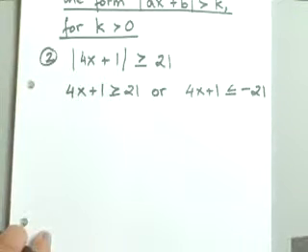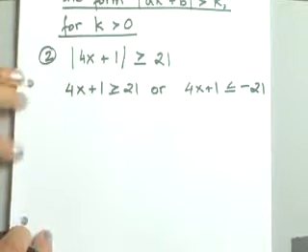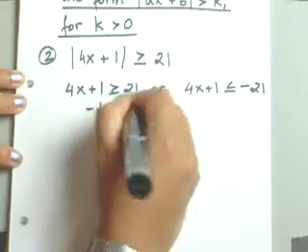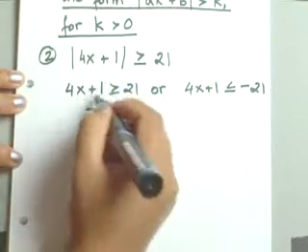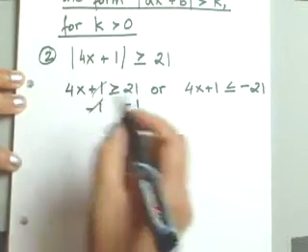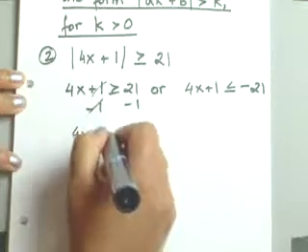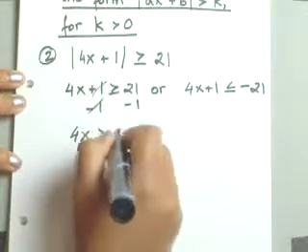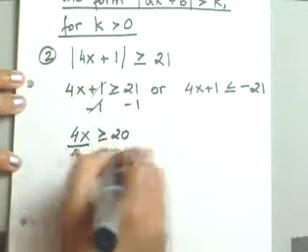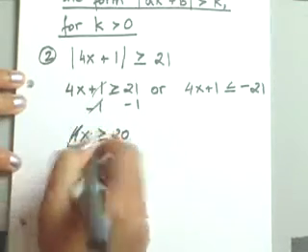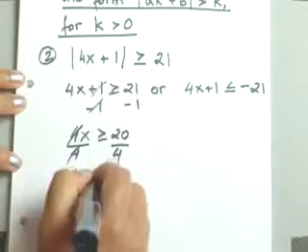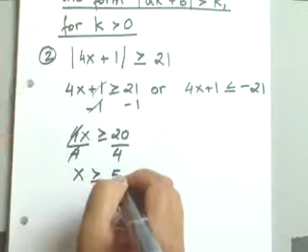So again, we'll go ahead and solve each one of these inequalities, and let's see what solutions we come up with. So we move our 1 over to the other side. That gives you 4x greater than or equal to 20. Divide everything by 4, and that will give you x is greater than or equal to 5.